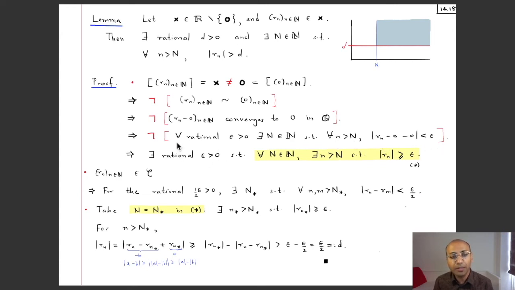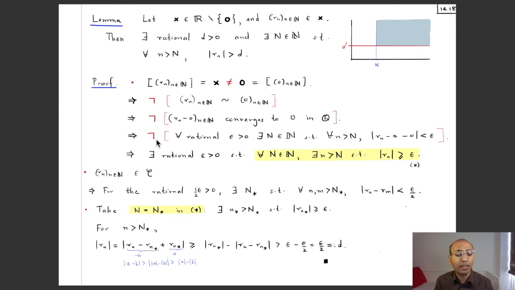So this means that there exists a bad rational epsilon which is positive, which prevents this from happening. In other words, for every capital N in the natural numbers, this does not happen. In other words, there exists a bad little n which is bigger than this capital N such that this does not happen. In other words, mod of Rn is bigger than or equal to epsilon.